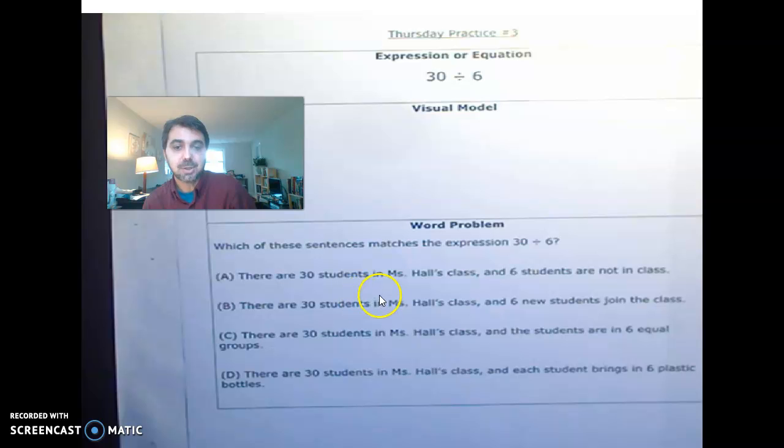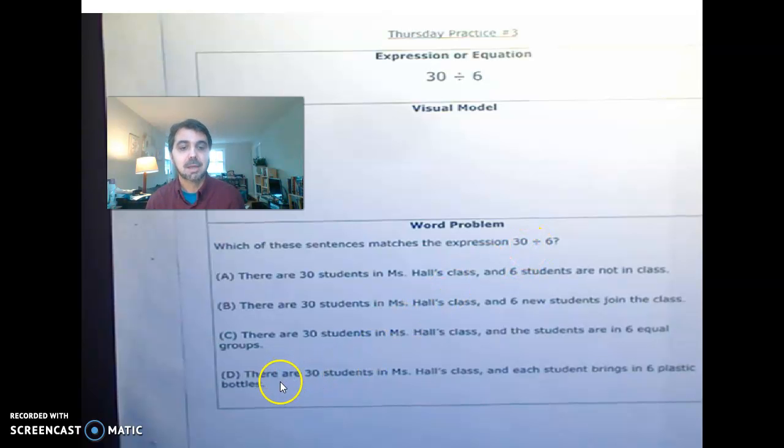There are 30 students in Miss Hall's class, and 6 students are not in class. Would that match 30 divided by 6 or something else? This one says there are 30 students in Miss Hall's class and 6 new students join the class. So would you do 30 divided by 6 to represent that, or something different? This one says there are 30 students in Miss Hall's class and the students are in 6 equal groups. Does that make sense to do 30 divided by 6? Does that match 30 divided by 6, or would it be something else?